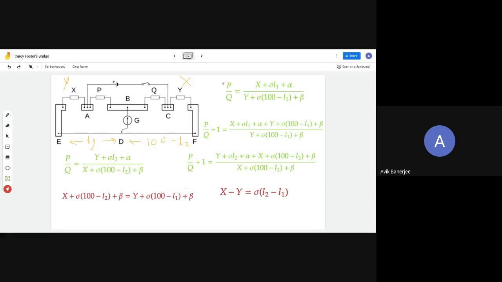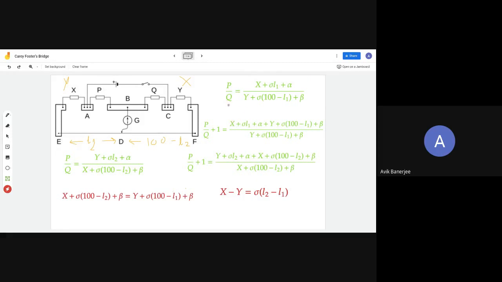Now, our goal is to find a relationship between X and Y. If we can find a relationship between X and Y, then if one of them is known, we should be able to find the other one, because we are measuring the other things. You'll see what I'm trying to say. So we have these two relations.